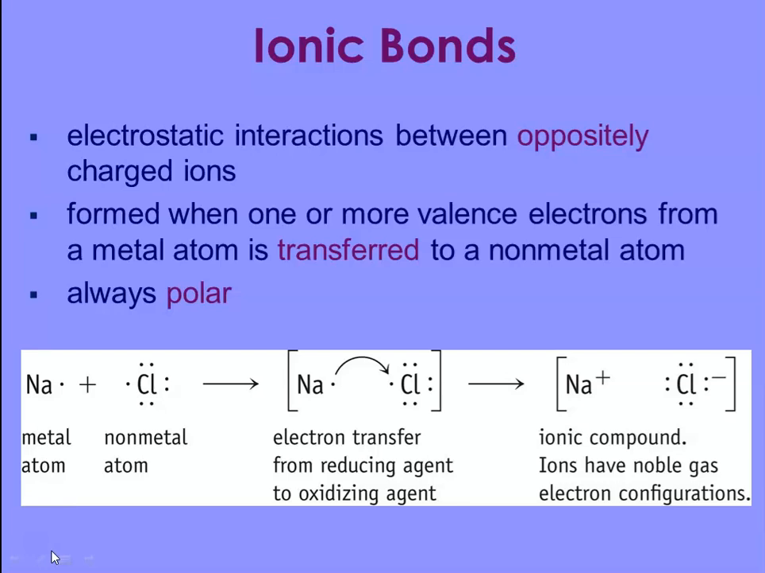And you can see down there in the picture, you have the electron transfer from the element that's being oxidized, your reducing agent sodium, to what's being reduced, which would be the chlorine ion, which is acting as your oxidizing agent. And when they do this, they now have a complete valence shell. They have the configuration comparable to a noble gas.